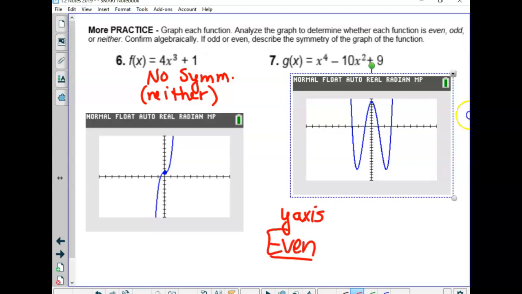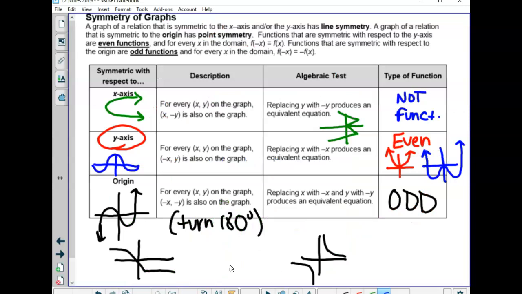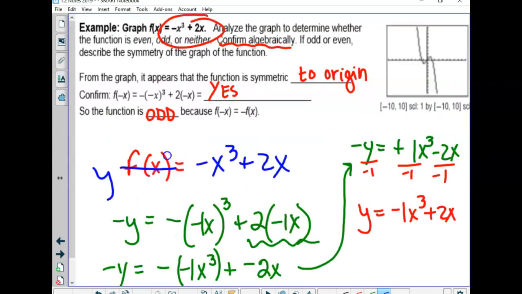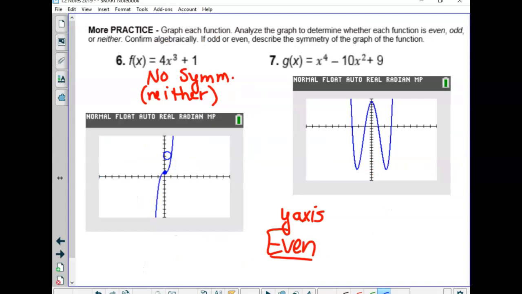Okay, how do we test that? Y-axis symmetry is you change the x, okay? So we're going to go through and change only the x. So it'll say g of x equals the opposite of x to the 4th power minus 10 times the opposite of x squared plus 9. I ran myself out of room here.